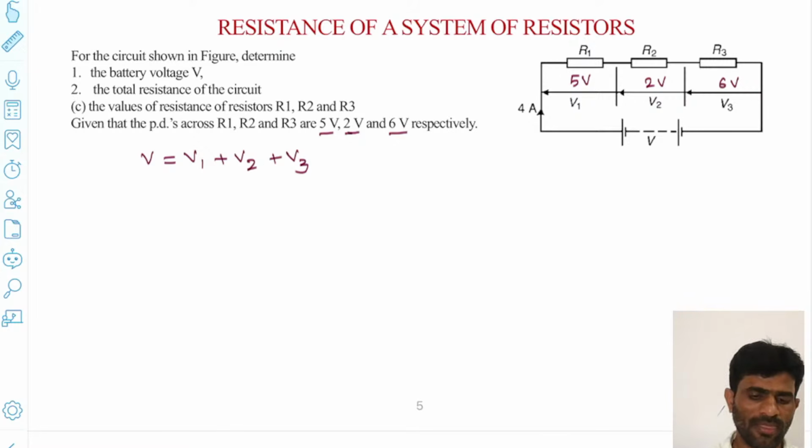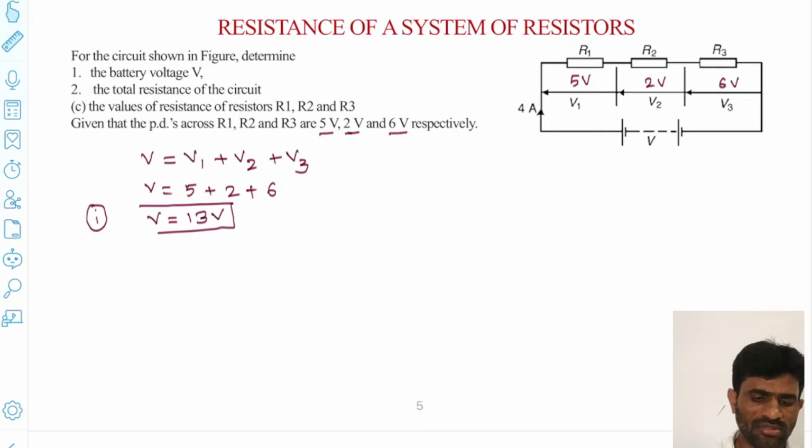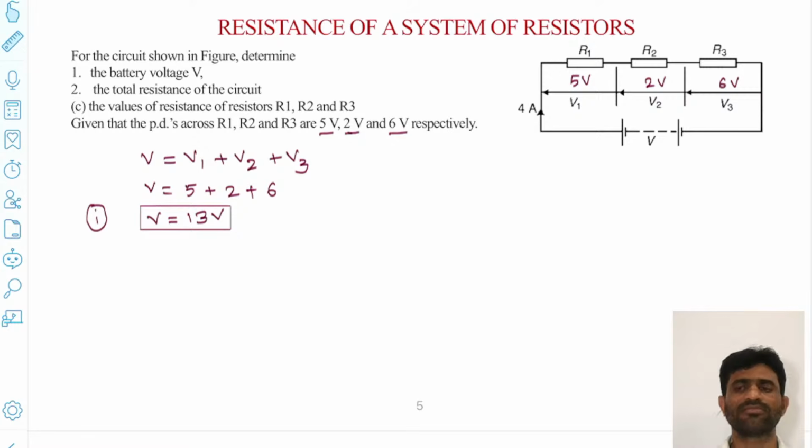So V is equal to 5 plus 2 plus 6. 5 plus 2 is 7, 7 plus 6 is 13 volts. This is the first question's answer. The first question answer is 13 volts. Hope you understood how we get that first one. Is it clear, the first one?